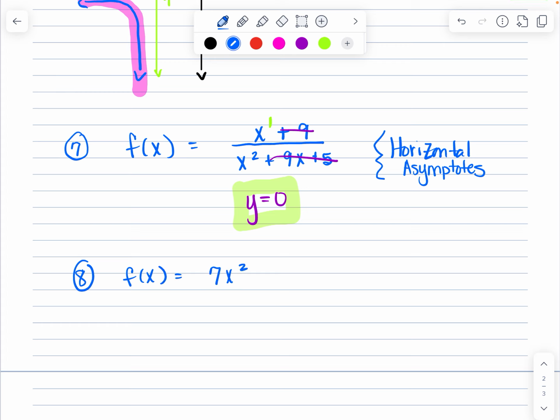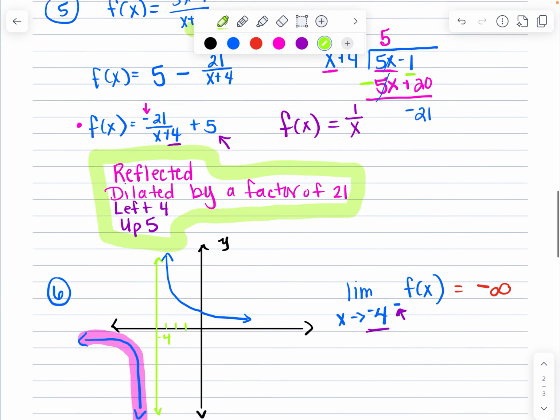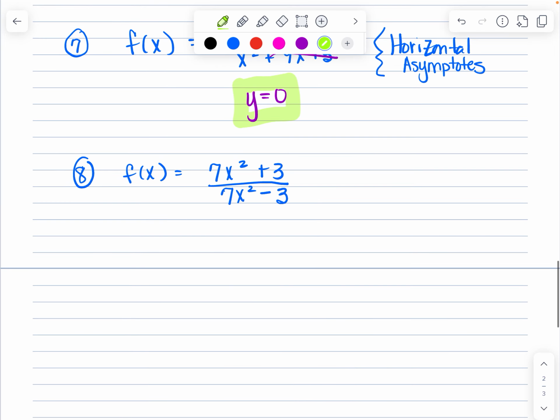7x to the second plus 3 over 7x to the second minus 3. Oh, that was scarily close. Again, it says let's find these horizontal asymptotes. You can see that the degrees are the same. This is a degree 2, and this is a degree 2.